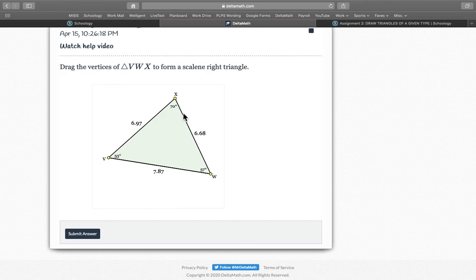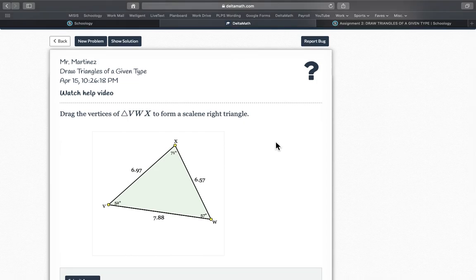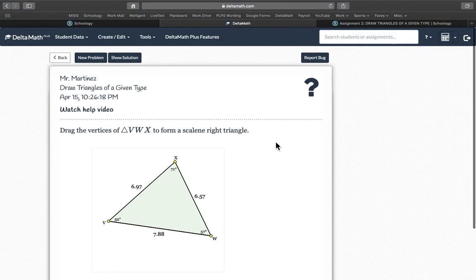6.68, the closer these two are, the smaller the numbers get. The farther away they are from each other, the longer the numbers get. Okay? And this is how we draw triangles of a given type on Delta Math.